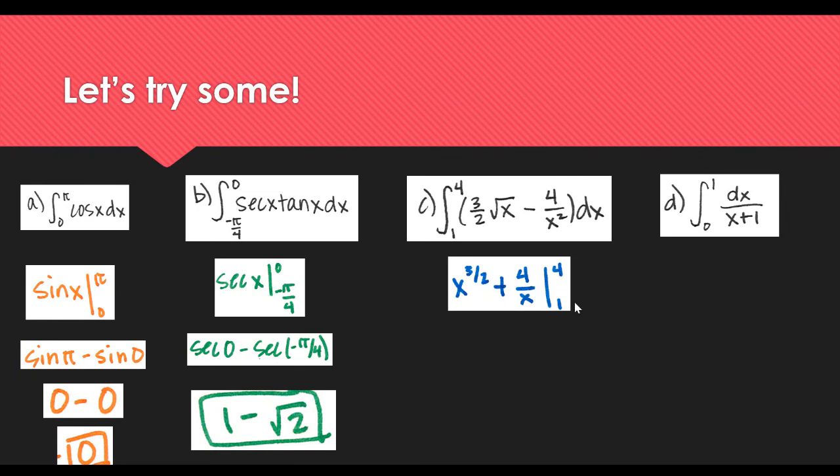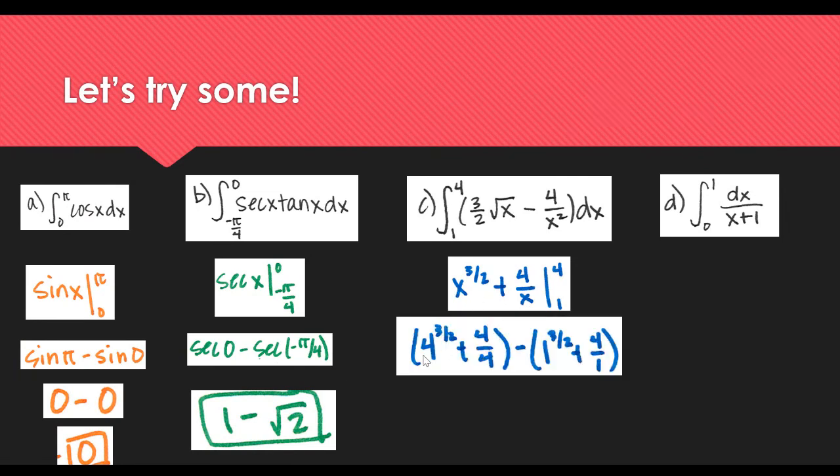I'm going to plug in 4. I'm going to plug in 1. So I have 4 to the 3/2 plus 4 over 4 minus 1 to the 3/2 plus 4 over 1. That's like the square root of 4, which is 2, cubed, which is 8. That'd be 1. And I'm going to distribute that 1 to those things. So that's 8, that's 1, that's 1, and that's 4. But when I distribute my negative, it's going to be a -4. So those ones cancel. So my answer is 4.